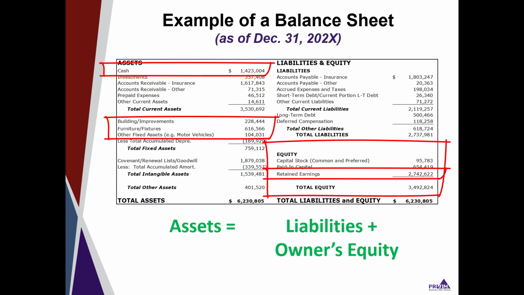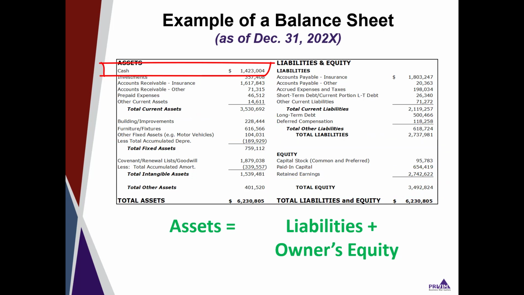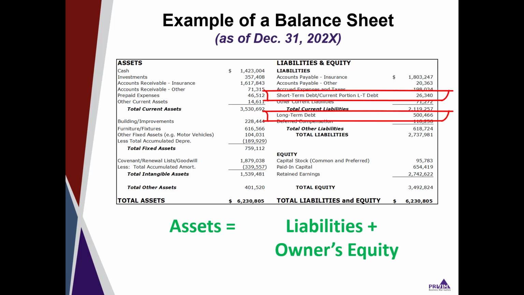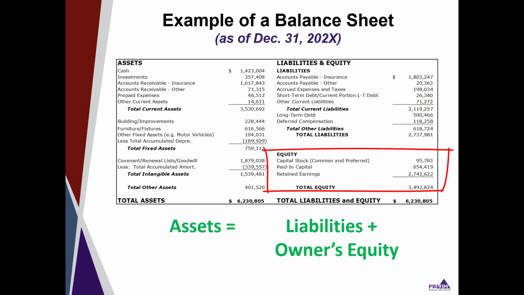Some questions you can answer by analyzing the balance sheet include things like: how much cash do we have to cover our short-term debt? How much money do our customers currently owe us? That's accounts receivable. How much do we owe our suppliers? That's accounts payable. How much in debt are we? That's short-term debt and also long-term debt. How much money have the shareholders put into the business? That's common stock and also retained earnings.